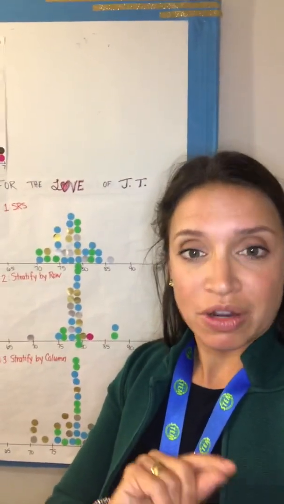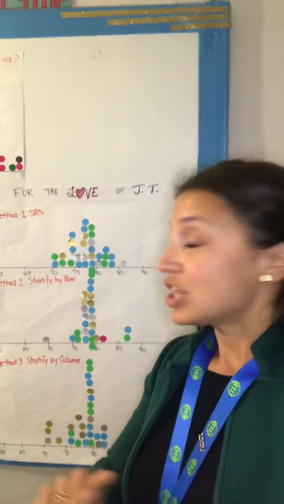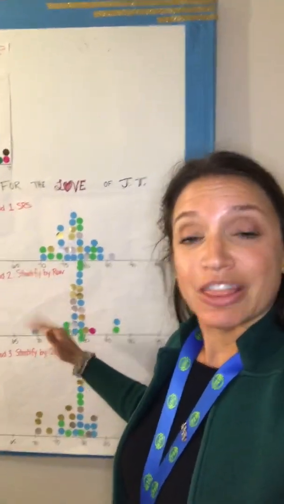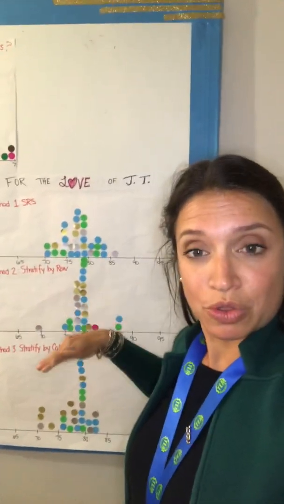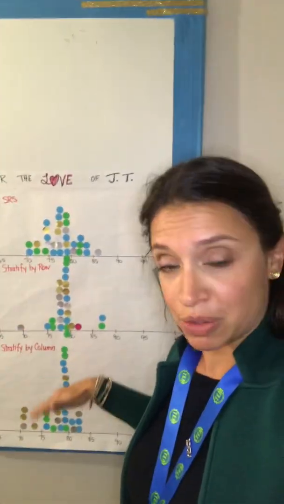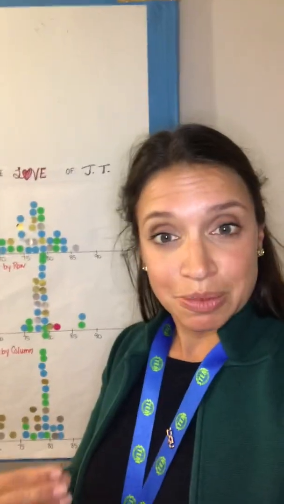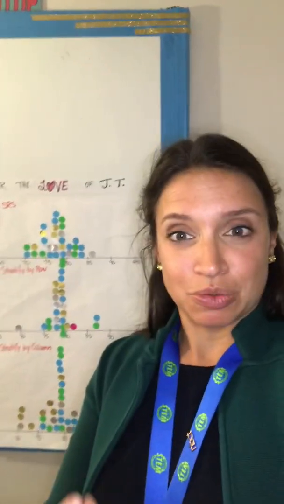So we broke our sample into strata. The strata being the rows. If you were in the first row, that's one group. The second row, the third group, the fourth row, the fifth row were all our strata. If you are doing a stratified random sample, you're going to be using homogeneous groups, meaning they have some sort of same characteristic. Our homogeneous groups were the rows.